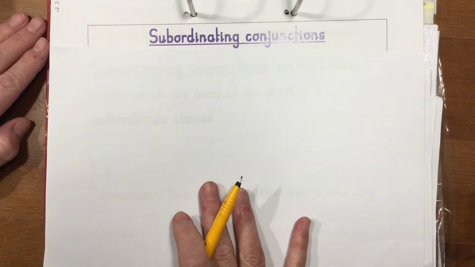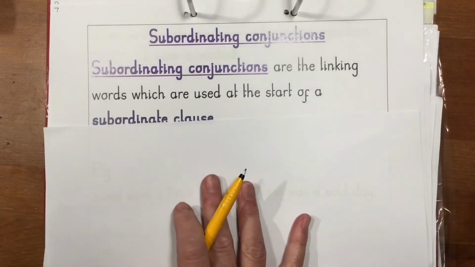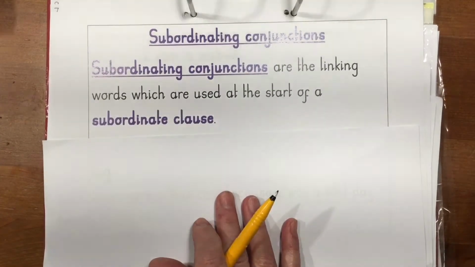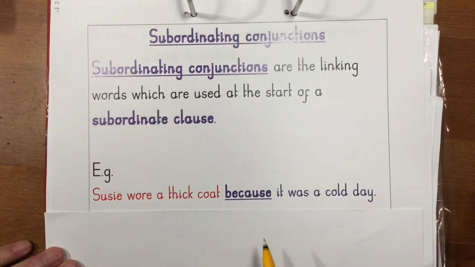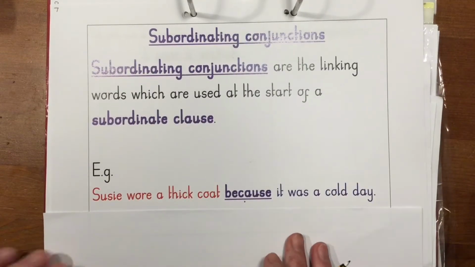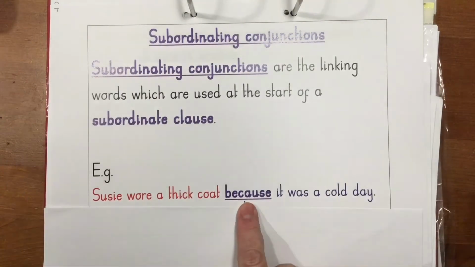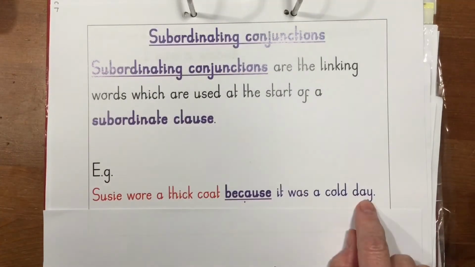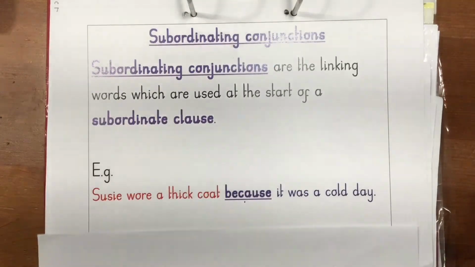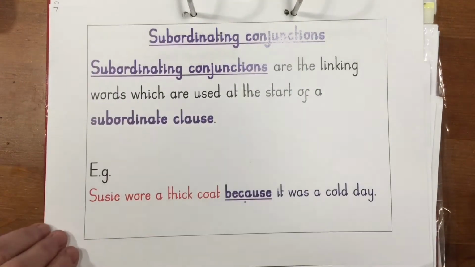Subordinating conjunctions. Subordinating conjunctions are the linking words which are used at the start of a subordinate clause. For example, Susie wore a thick coat because it was a cold day. Because is a subordinating conjunction, and this is the word that starts the subordinate clause, because it was a cold day. There are lots of other examples of subordinating conjunctions.